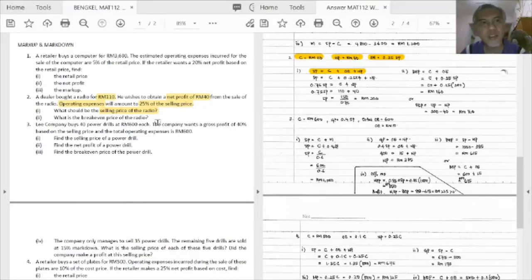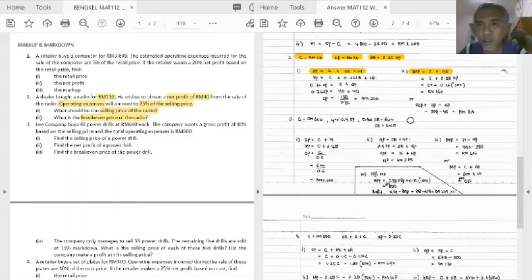The second part of the question asks you to find the break-even price. So you are looking for the break-even price of the radio. By default, the formula for the break-even price is C plus OE, that is cost plus the operating expenses. You know that the operating expenses is equal to 0.25 SP. Since you already found the value of SP equal to 200 just now, substitute SP with 200 and you find that BEP, or the break-even price, is equal to 160 ringgit.